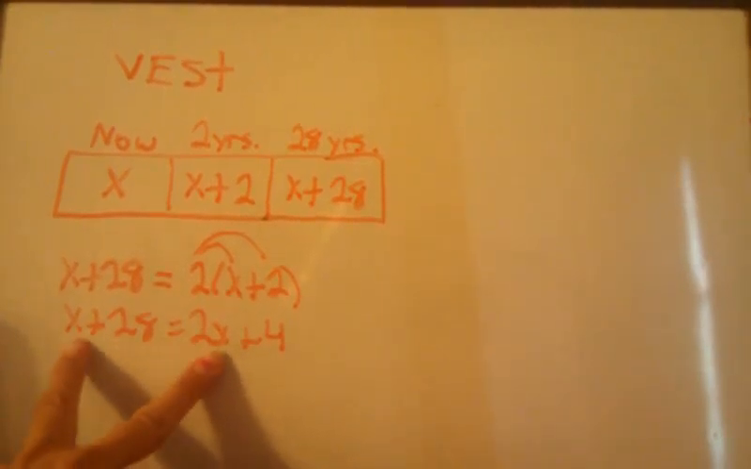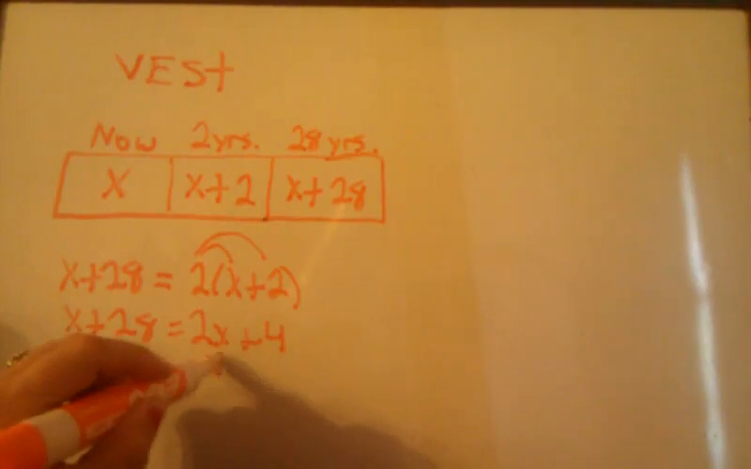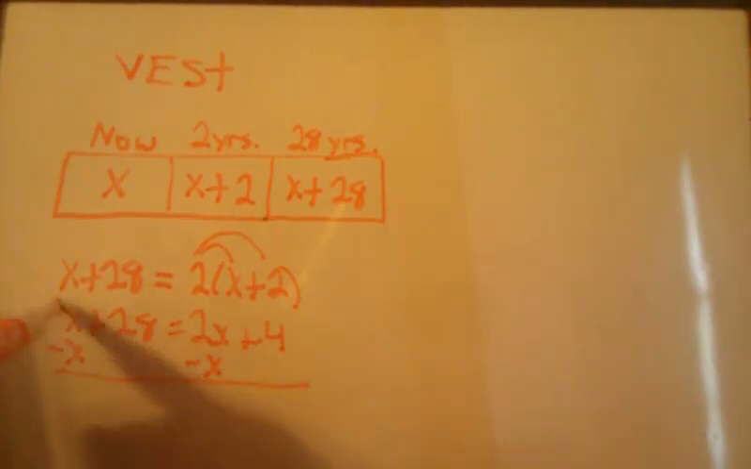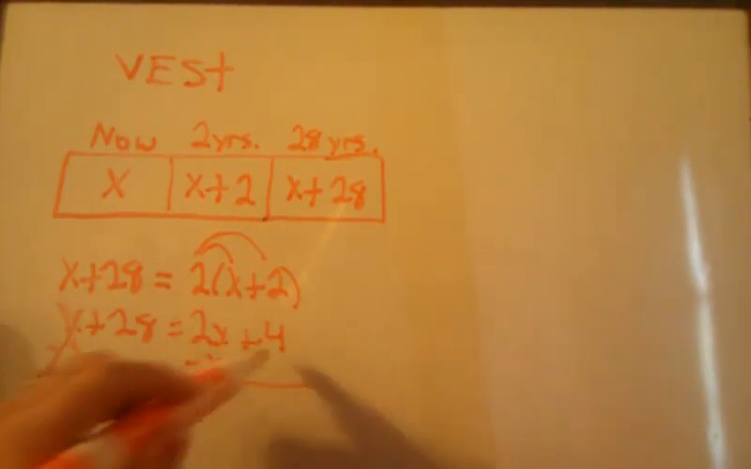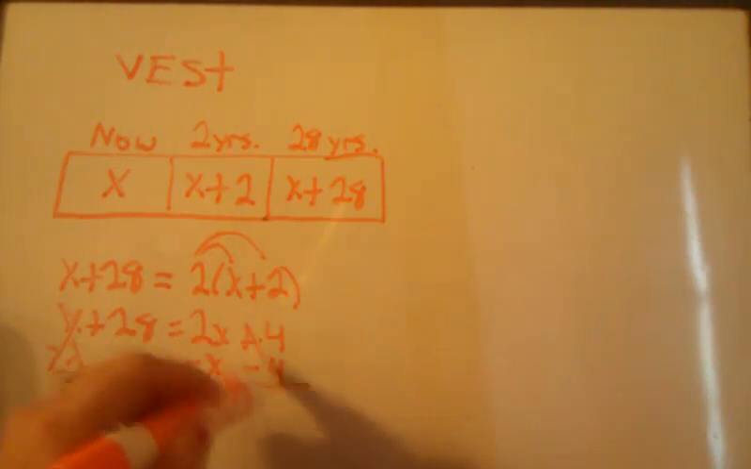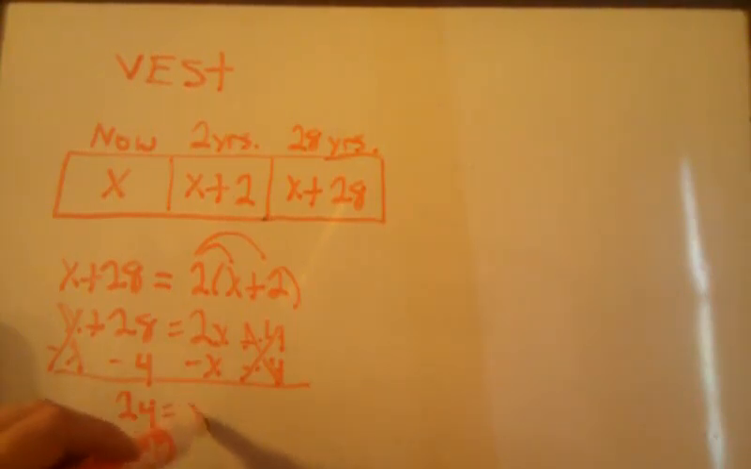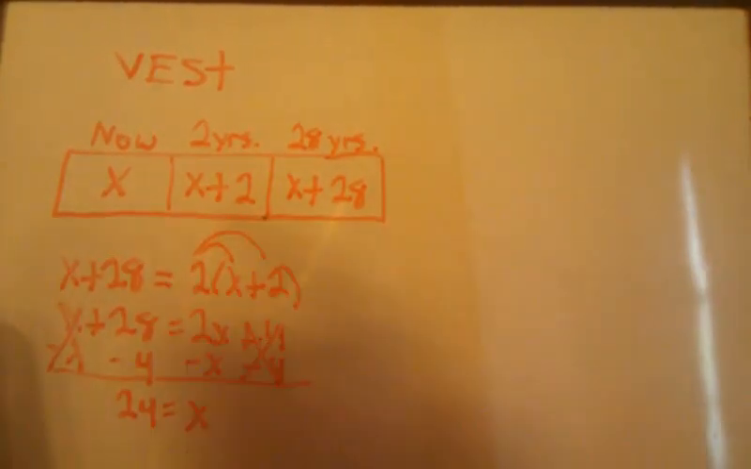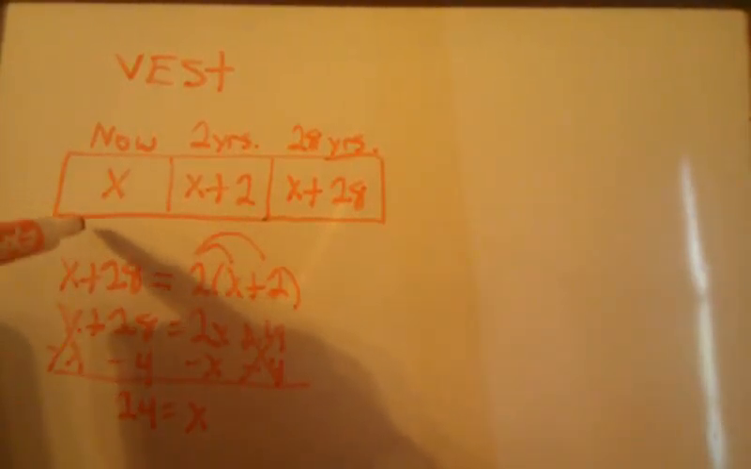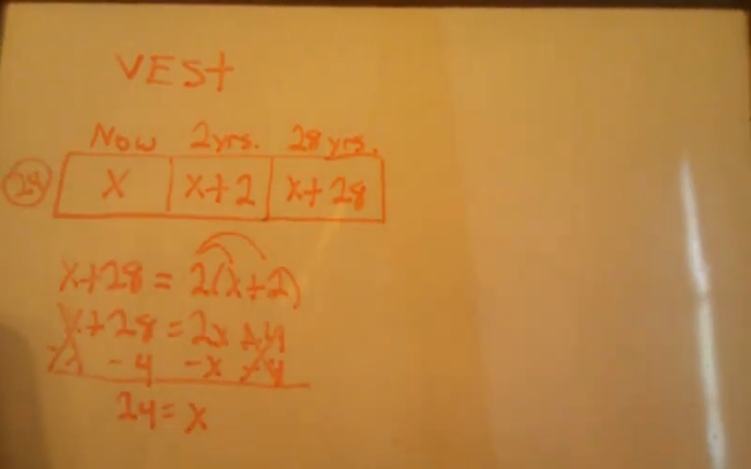Okay. My X is smaller, so I'm going to get rid of the X. These cancel out. So I need this to cancel out. So minus 4. So that can cancel out. 28 minus 4 is 24 equals X. Okay, how old is he now? Well, right now he's 24.